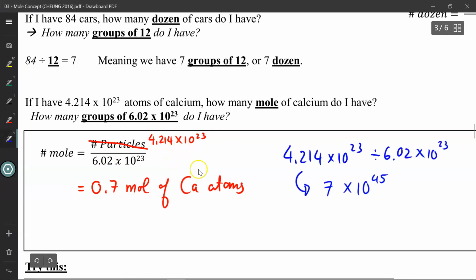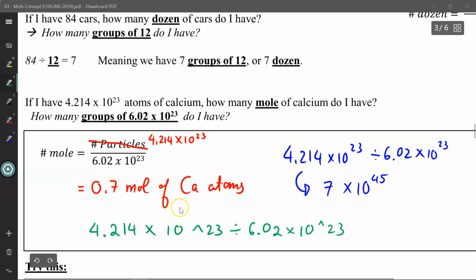Case in point, some students may type this into their calculator, 4.214 times 10 to the power 23, divided by 6.02 times 10 to the power 23, and they might get this number, 7 times 10 to the power 45. But the answer is supposed to be 0.7. The problem with typing this out in the calculator is that when you punch in 4 decimal 214 times 10 exponent button 23 divided by 6.02 times 10 exponent button 23, the calculator might interpret this as this instead.